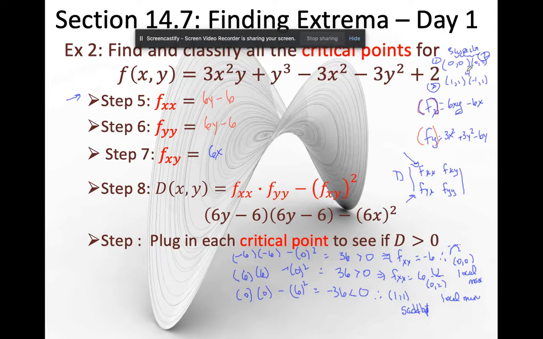Last one, -1, 1. Still, since y value is still 1, I still get a 0 and a 0 here. 6 times -1 is -6, but -6 squared is still 36. Minus 36 still gives me a -36, which means my second partials is negative. I don't need to go to the second derivative. So -1, 1 is also a saddle point.